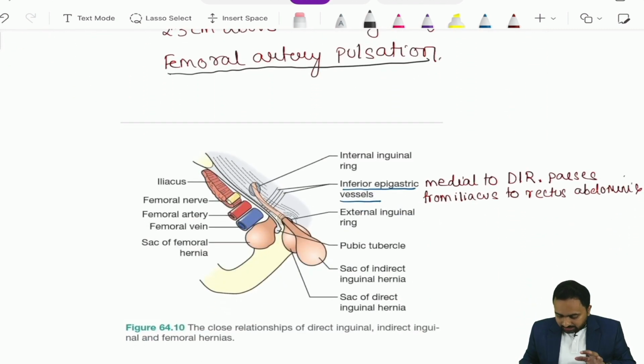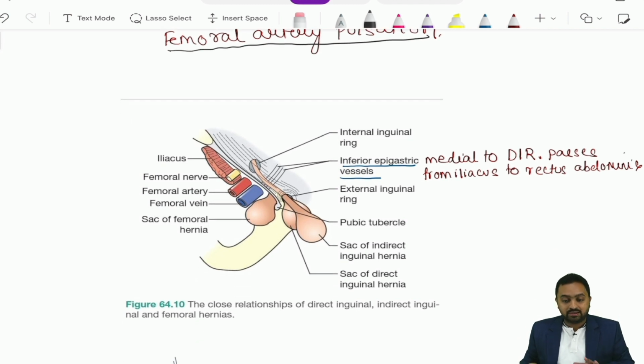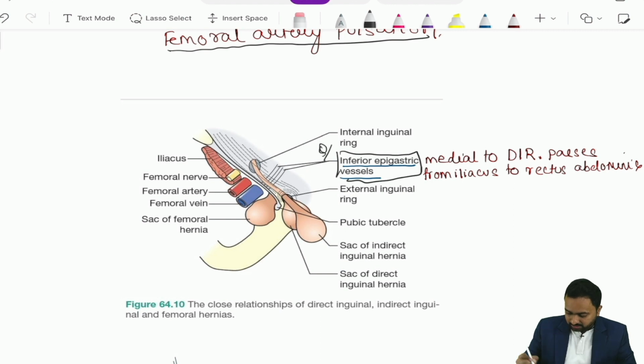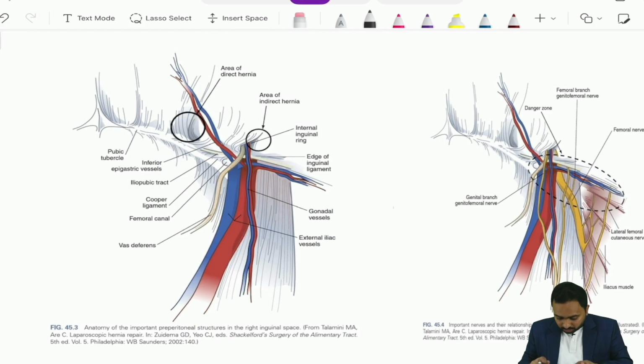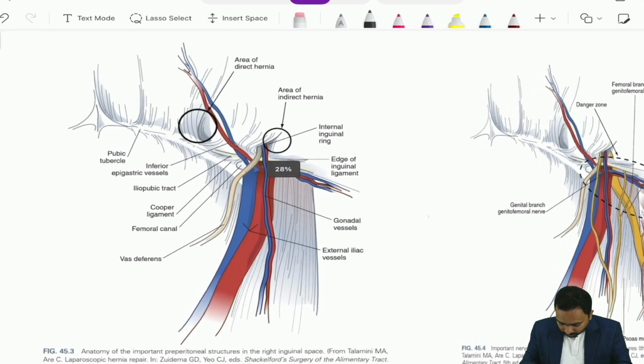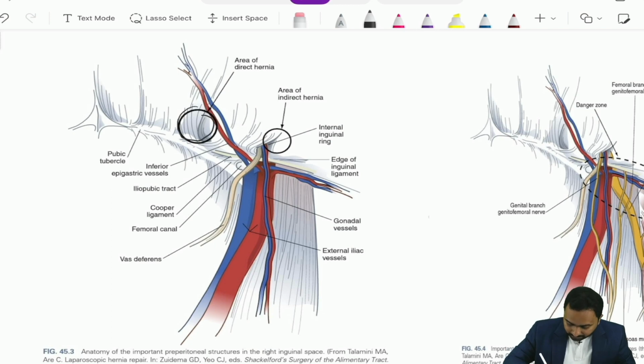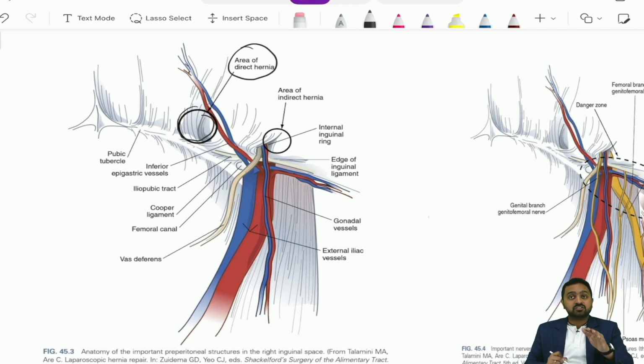Now, if you look at this diagram, this shows the close relationship of the direct inguinal and indirect inguinal femoral hernia. So, you have the inferior epigastric vessels which lie medial to the deep inguinal ring, and it passes from the iliacus to the rectus abdominis. Now, this image shows the anatomy of various important structures in the right inguinal space. So, this is the area of direct hernia, which is the Hasselbach's triangle, which we shall discuss subsequently, and this is the area of indirect hernia.